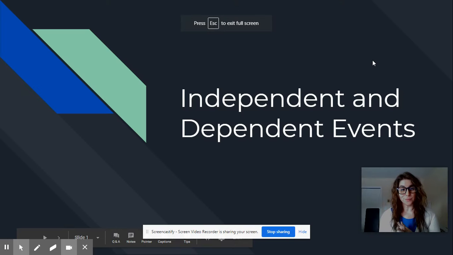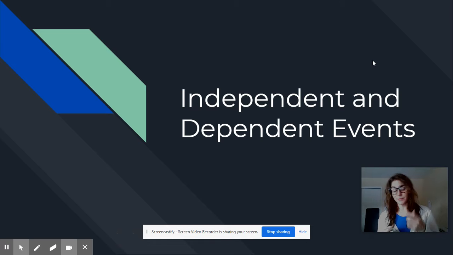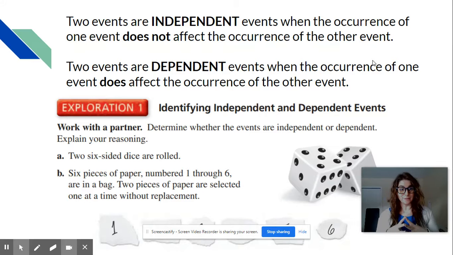So today we're going to walk through independent and dependent events. I'll go through some of the examples with you throughout this video as well, as you'll be doing them in class. So first off, independent and dependent events.